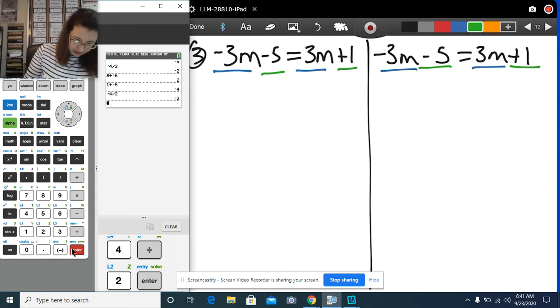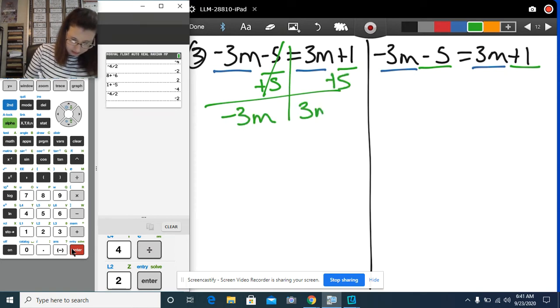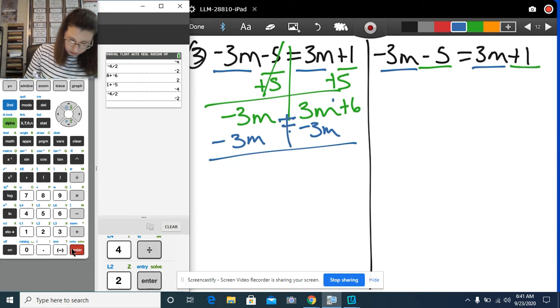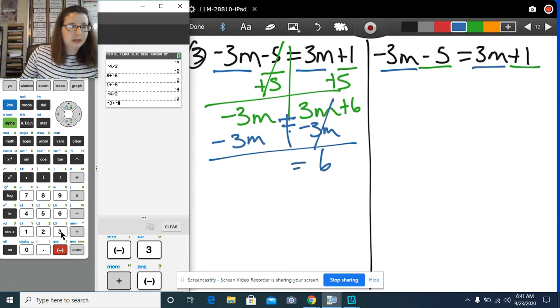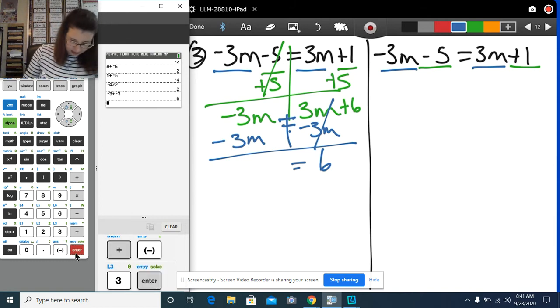I'm first going to add 5 on this side. It's a negative 5. I'm going to add 5 on both sides. I bring my negative 3m and my 3m. And 1 plus 5 gives me a positive 6. Now, I'm going to subtract. This is still equal. I'm going to subtract this 3m over here, and here's where you need to use your calculator. I have a negative 3 plus negative 3, and that gives me negative 6m.